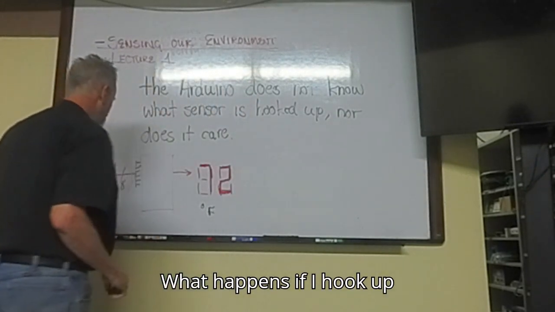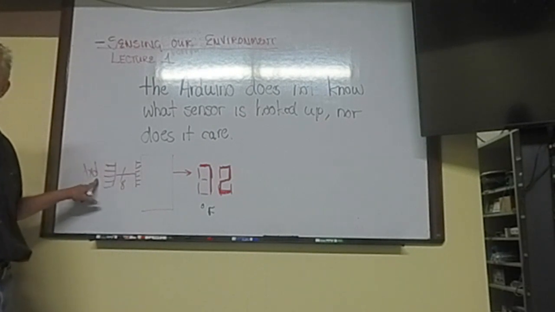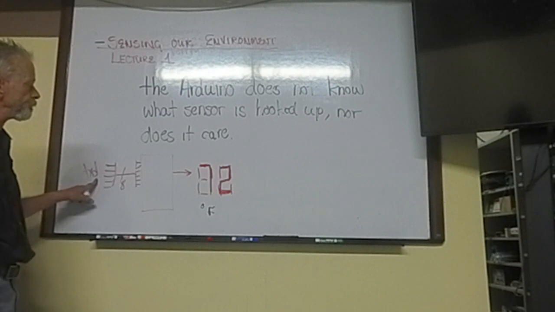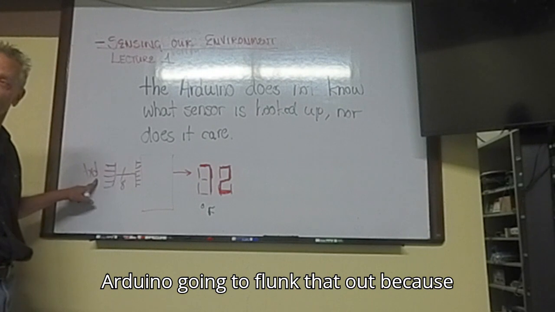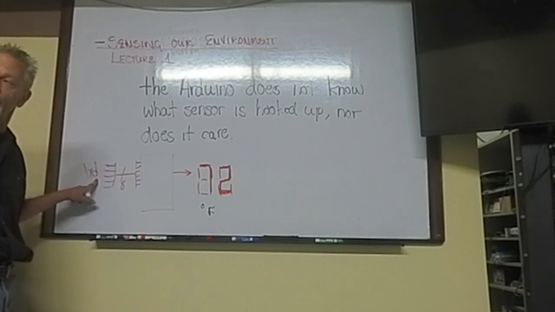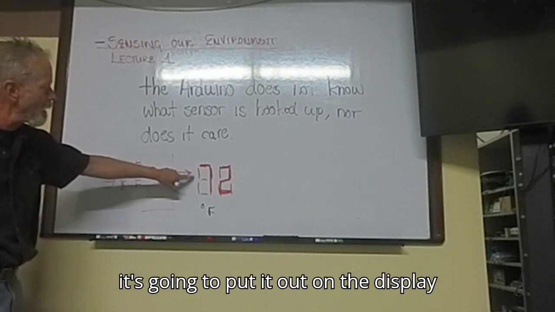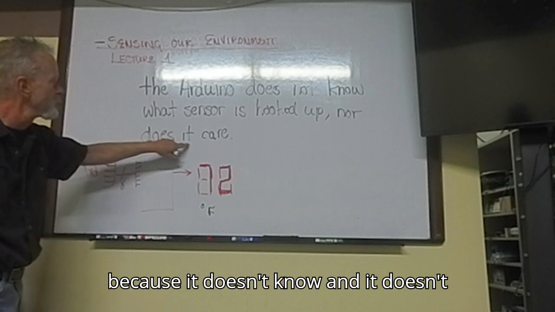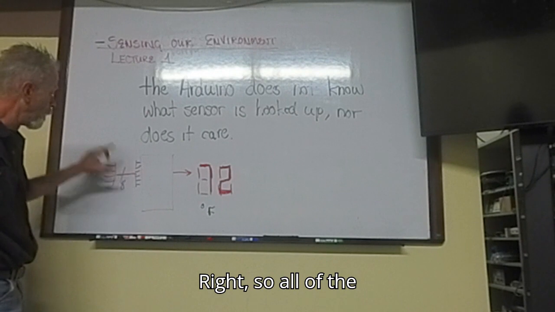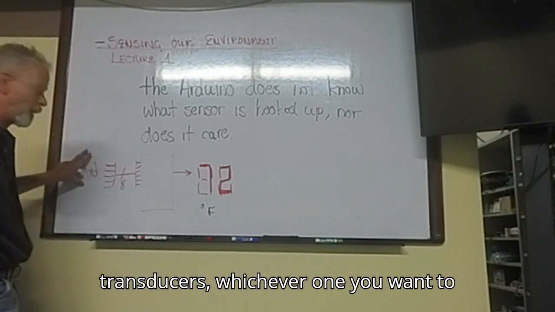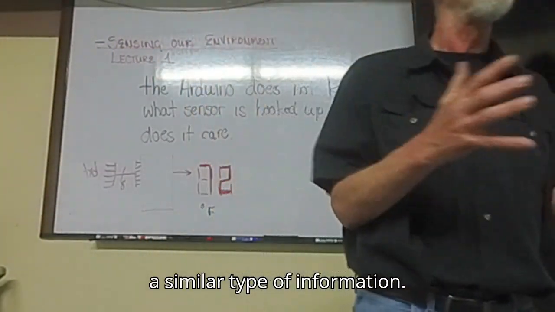What happens if I hook up a different transducer that measures pressure? It's going to do the same thing. Is the Arduino going to flunk that out because it's hooked up to the wrong sensor? Nope, it's going to take whatever's there and put it out on the display, because it doesn't know and doesn't care what you're actually measuring. So all of the transducers, whichever one you want to work with, are all going to put out a similar type of information.